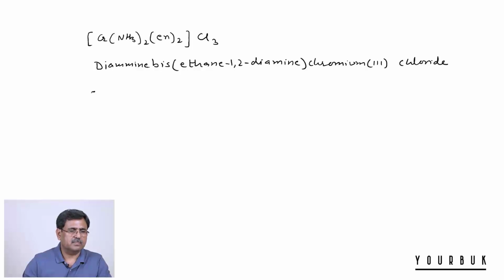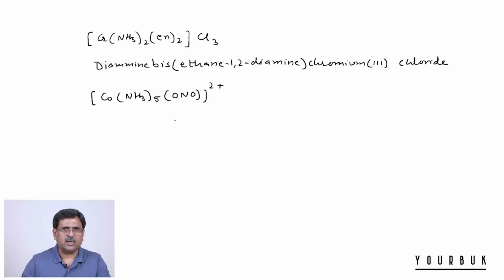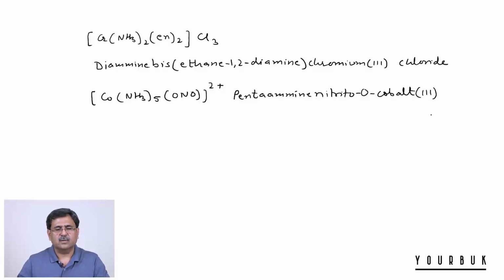We have one more example. This is a cobalt complex, [Co(NH3)5(ONO)], and the whole complex is carrying a charge of 2 positive. So we don't know the anion in this case, only the cationic part is given. So this complex cation is named as pentaammine nitrito-O, because O is the donor atom in this case. Then we write the name of the metal atom, cobalt, followed by its oxidation state III. Now in this case, as the anion is not given, we are not writing the name of the anion.